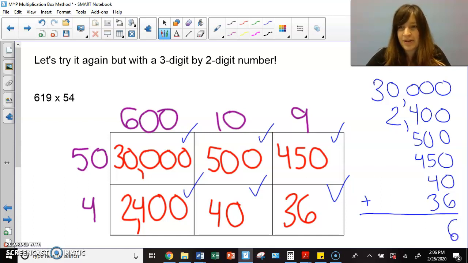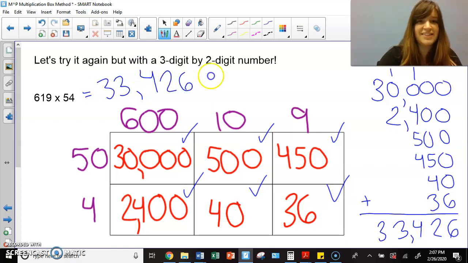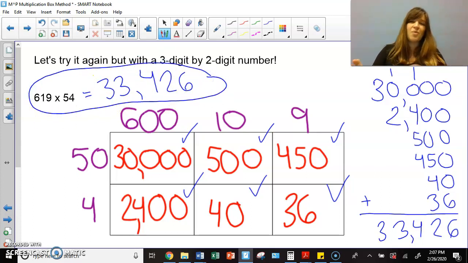So as I add up, checking very carefully, 5 plus 4 is 9, plus 3 is 12, making sure I get all of my numbers. I try to make tens with this, so like 5 plus 4 is 9, plus 1 more is 10, and then I can easily add 10 plus 4, which is 14. 2 plus 1 is 3. 3 plus nothing is 3. So my answer is 33,426. Okay? So with the box method, you're just breaking the number into smaller pieces and multiplying it by that.